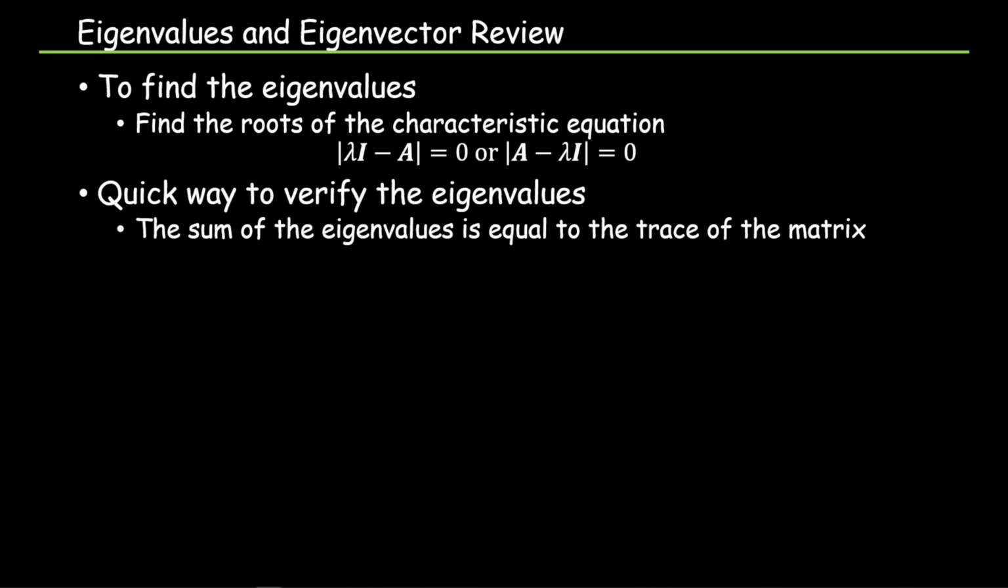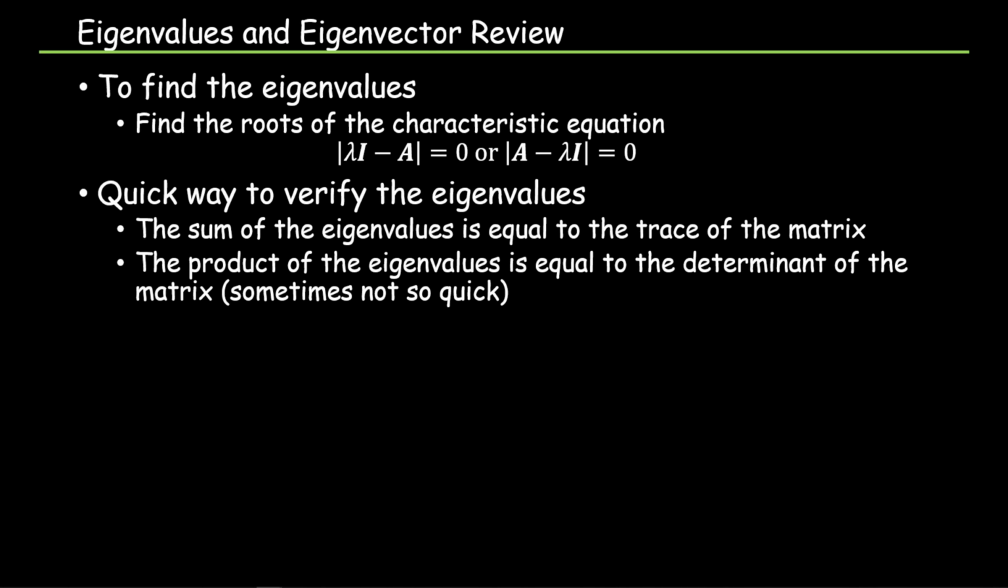Another way you can check it, which can be a little bit longer depending on what matrix you're working with, is taking the product of the eigenvalues. What's unique about that is that the product of the eigenvalues will be equal to the determinant of the matrix. So if the product of the eigenvalues is equal to the determinant, then you have your eigenvalues. Like I mentioned, it can sometimes not be so quickly checked if you're working with a 4x4 or 5x5 matrix, but it is useful when you're working with a 2x2 and in some cases a 3x3 matrix.